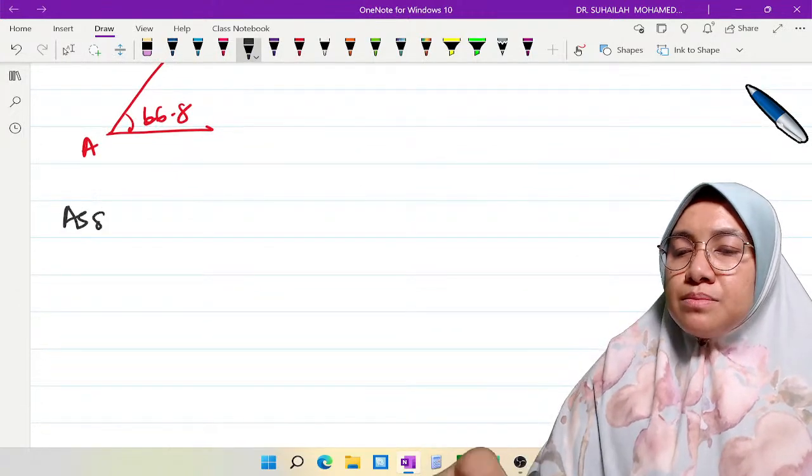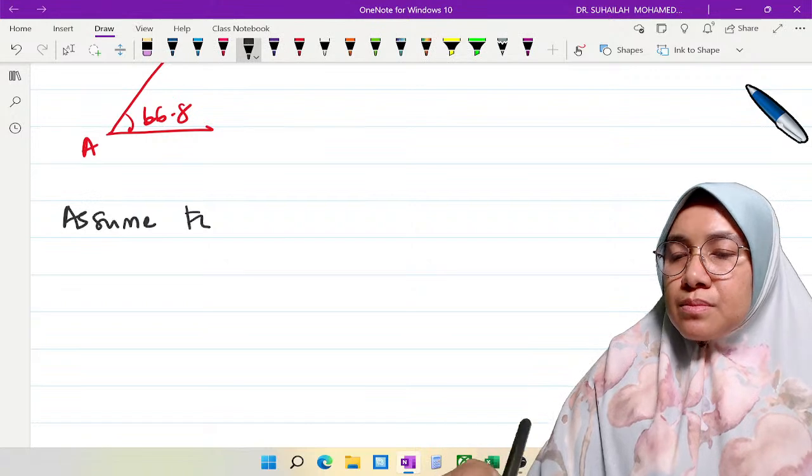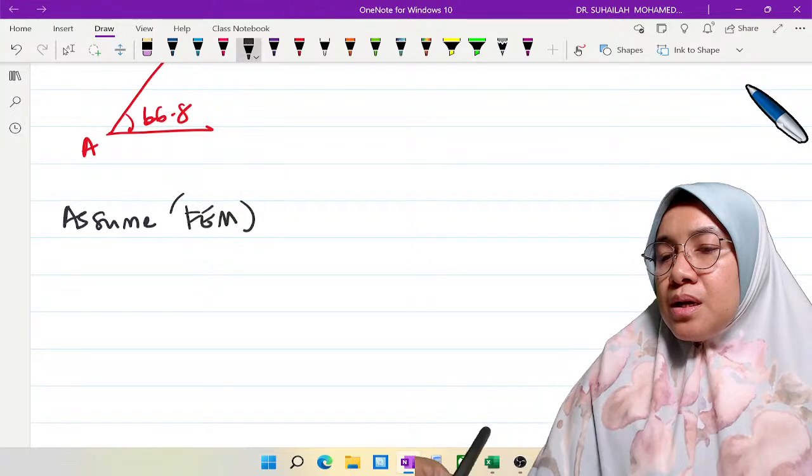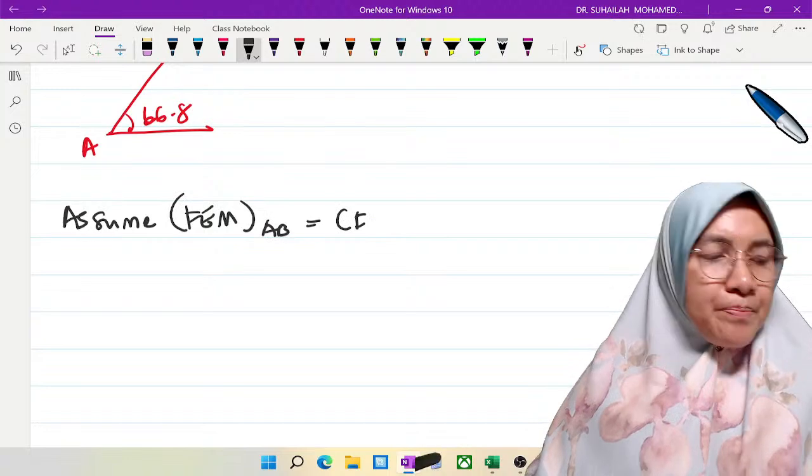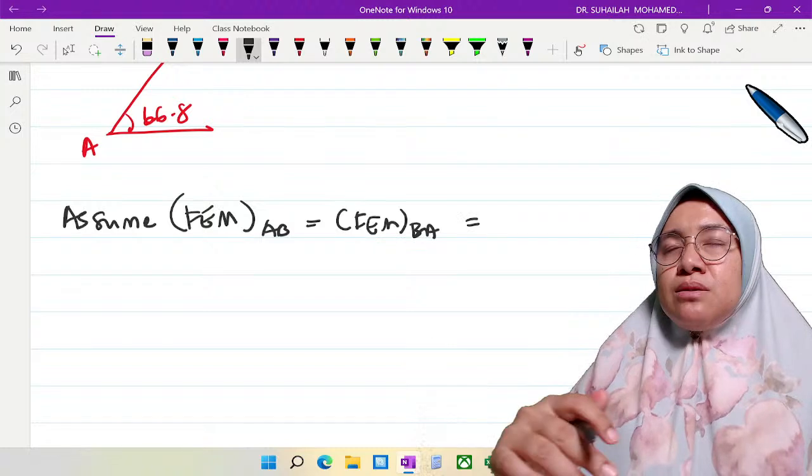Assume FEM for AB equal to FEM for BA. It is sidesway to the right direction. It rotates clockwise, so FEM must be negative. So this is negative 100 kilonewton. And to get this negative 100, we need to apply the formula.